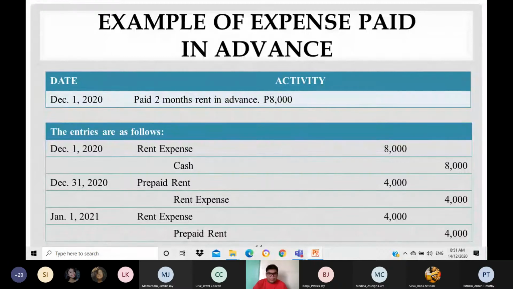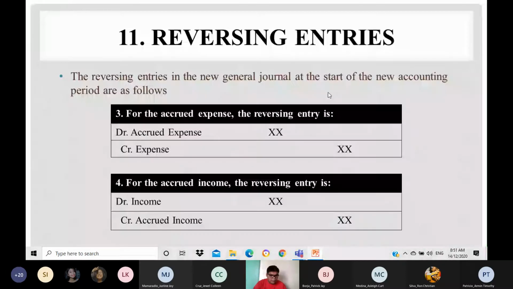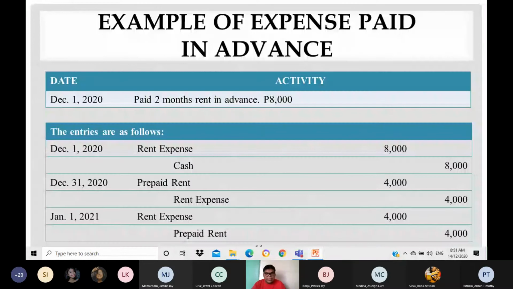Pag hindi ka kasi nag-reversing entries, no? If no reversing entry is made on January 1 of the following year, which is 2021, sa pagdating ng January 31, yung prepaid rent mo is overstated. And rent expense for January is not yet recognized. So that's why we always do the reversing entries.